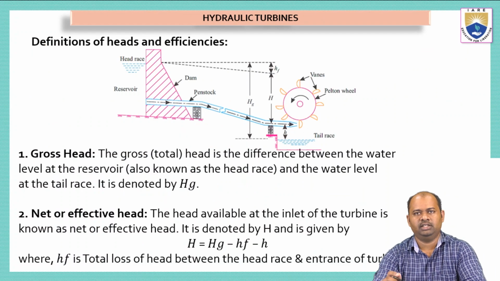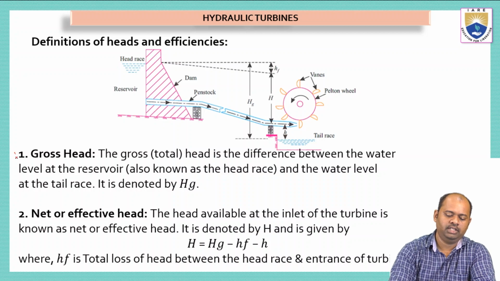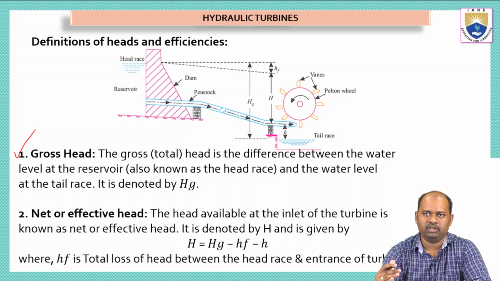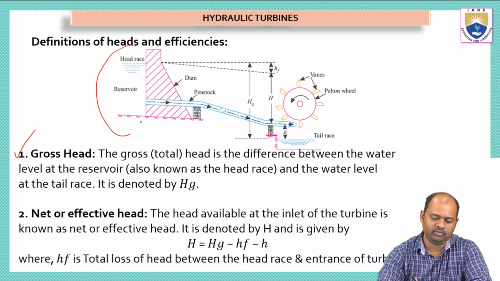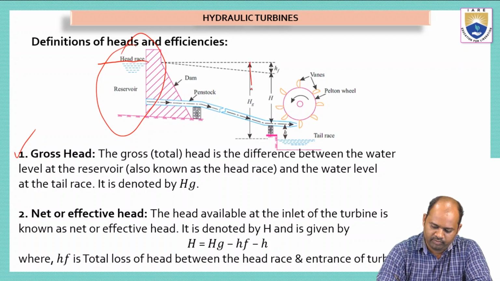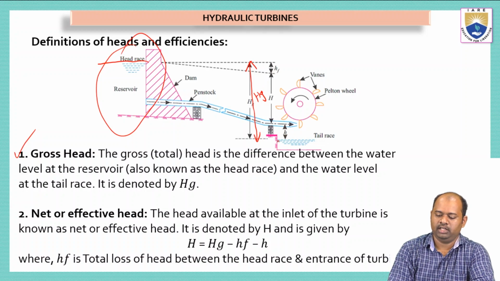Now let us see some basic definitions of hydraulic turbines. The first one is gross head. Gross head is the height of water present inside the reservoir. So if this is the reservoir, we have some level of water. It is represented with Hg. This is the height of water from the tail race. Here this is the tail race.